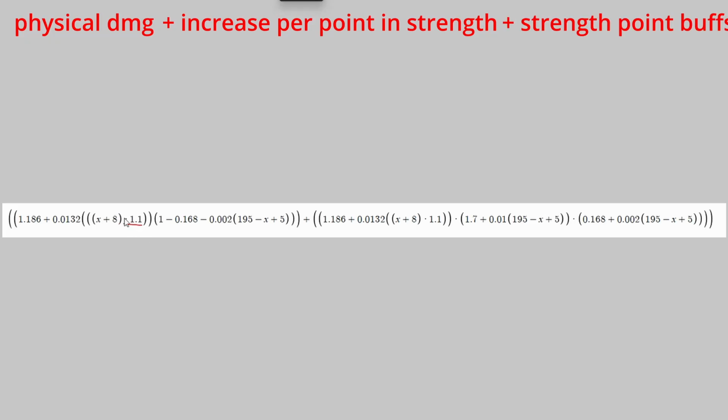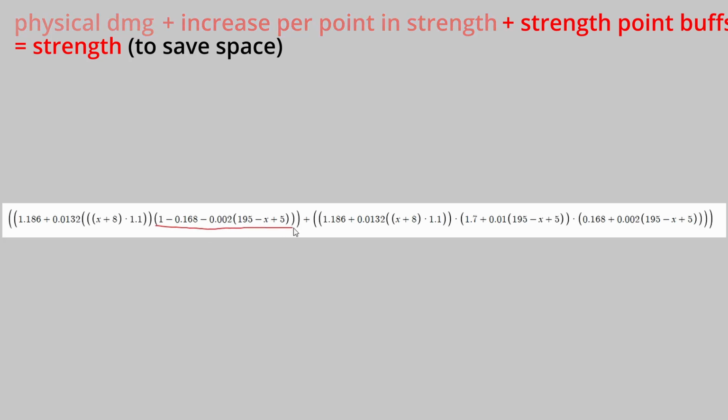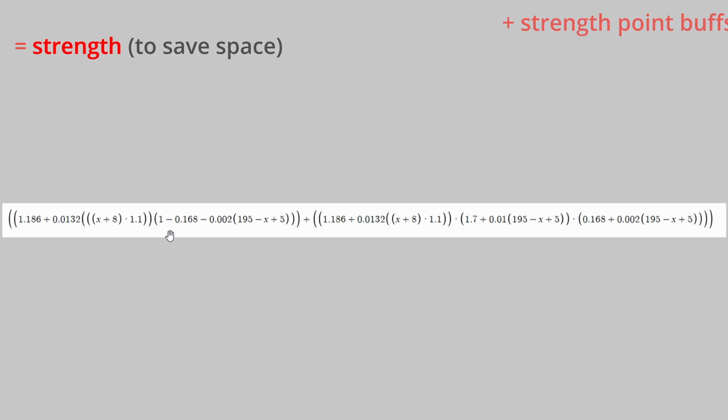Times 1.1 to this is the increase that you get from the brawler armor. So obviously you want to be running brawler armor if you want this function to be accurate. Then there's this, which is your chance to not crit. So one is 100% minus your crit chance would be your chance that you wouldn't crit.